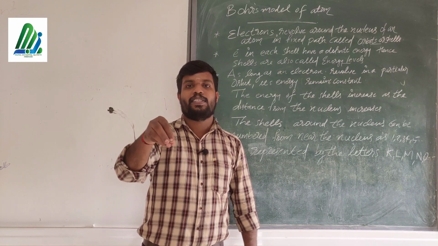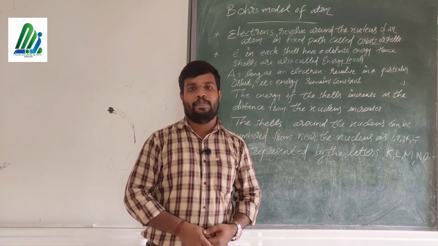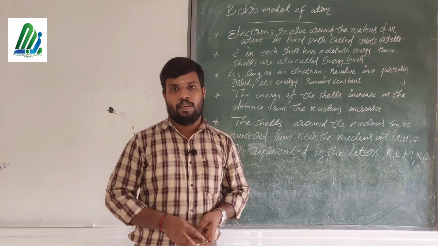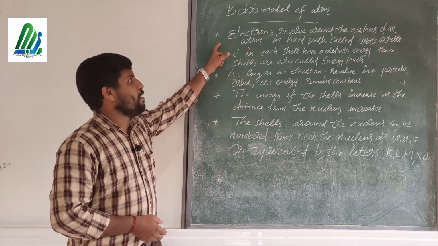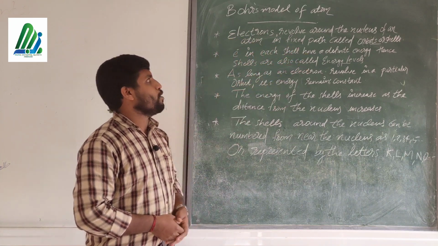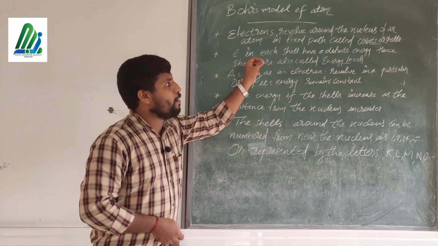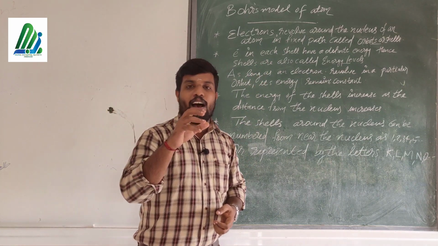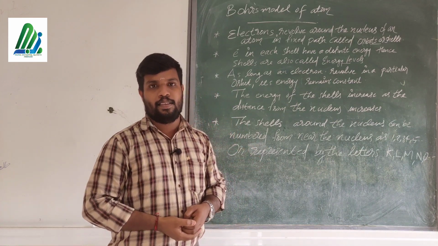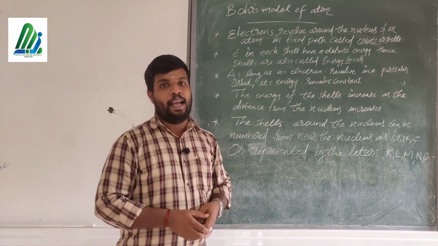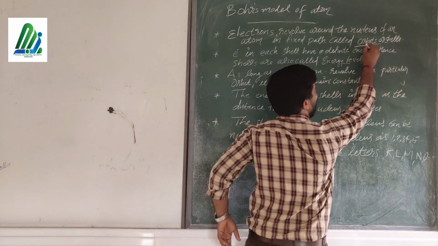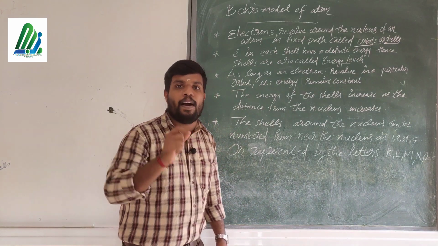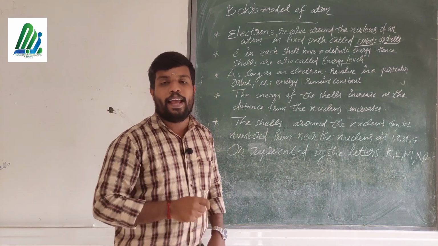So today we are going to discuss the Bohr model of an atom and the main ideas introduced by Niels Bohr in it. Listen carefully. The first point is that electrons revolve around the nucleus of an atom in a fixed path called orbits or shells. It is very important. The electrons revolve around the nucleus in a fixed path. That path is known as an orbit, or otherwise as a shell. So shells are the paths in which the electrons revolve around the nucleus.